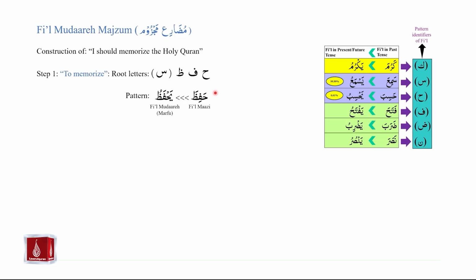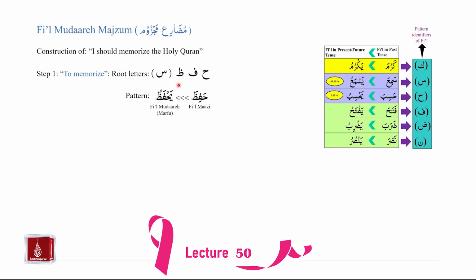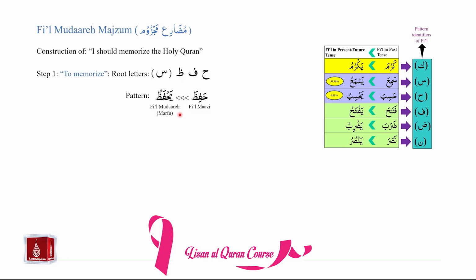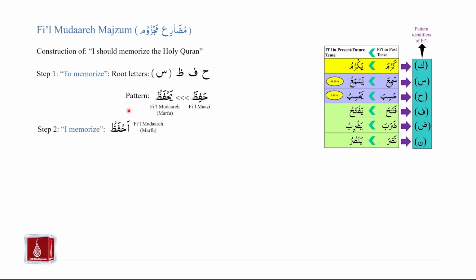Hafiza is fi'il mazi or fi'il in the past tense. Hafiza can be translated as he memorized. And yahfazu is fi'il mudari or fi'il in the present and future tense. Yahfazu can be translated as he memorizes or he will memorize. Yahfazu is fi'il mudari marfu. Extrapolating from yahfazu, we have ahfazu. Ahfazu is also fi'il mudari. Ahfazu is fi'il mudari marfu. And ahfazu can be translated as I memorize. So we have our first part done, which is ahfazu, meaning I memorize.